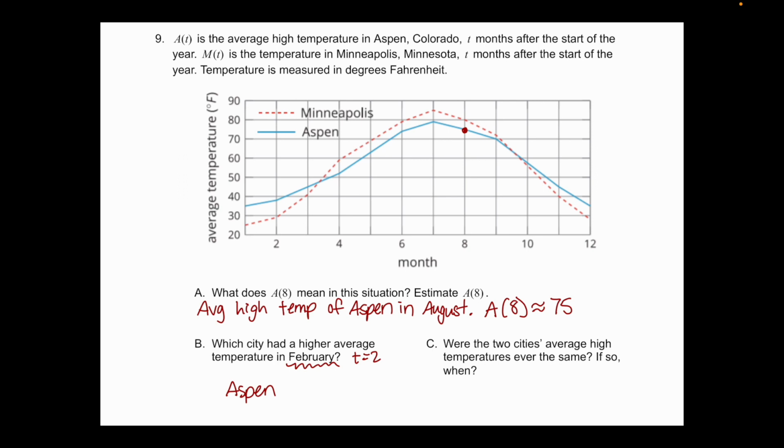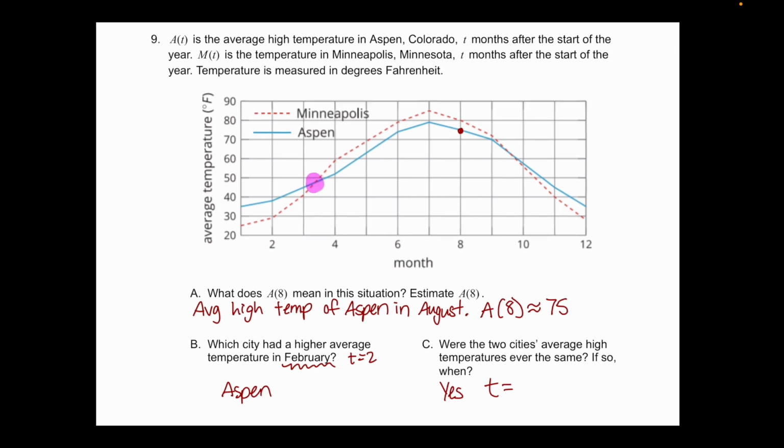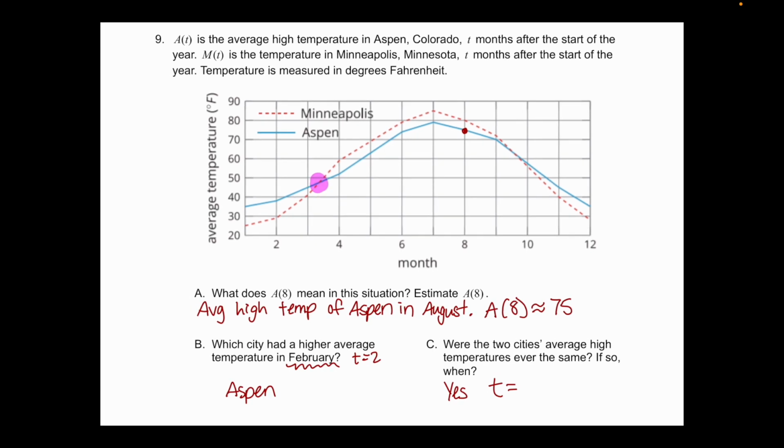And then were the two cities' average high temperatures ever the same? If so, when? So we can say yes. And then I'll just give t values for each of them. So at what time? Because I see them cross. So this looks a little bit in between. I'm going to highlight these actually because I'm going to have 2 of them. So right here, and it looks like they're the same right here.